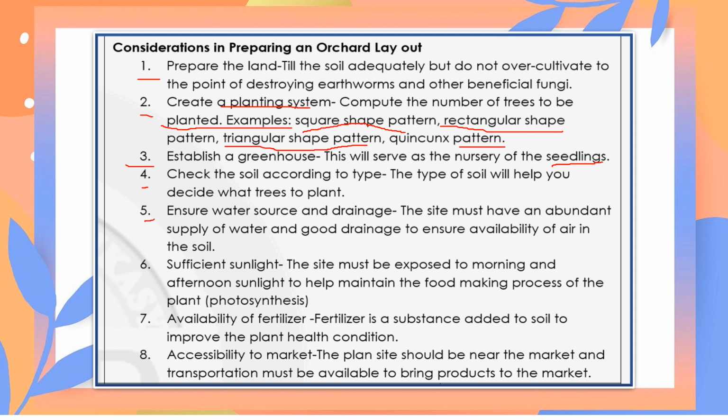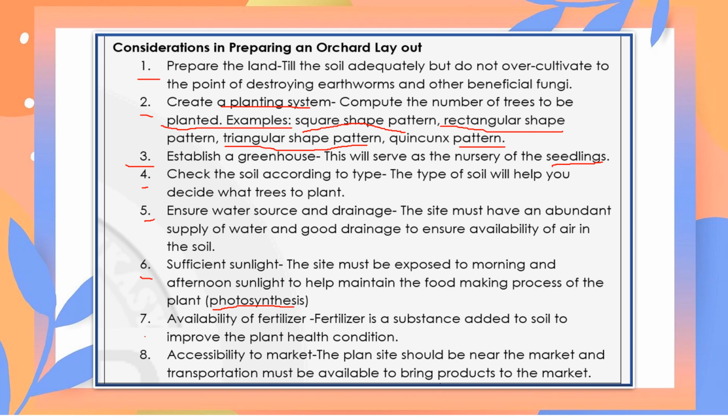Next, ensure water source and drainage. So, the site must have an abundant supply of water and good drainage to ensure availability of air in the soil. Next, sufficient sunlight. The site must be exposed to morning and afternoon sunlight to help maintain the food-making process of the plant. So, this is what we call photosynthesis.